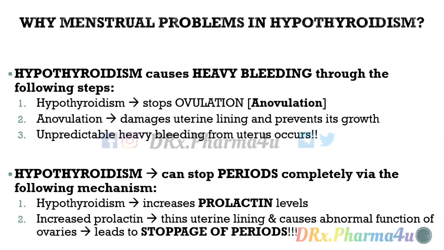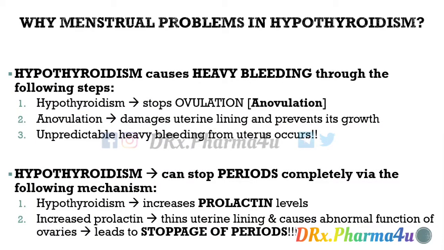Why menstrual problems in hypothyroidism? Here two things will happen. It is like two extremes, like the North Pole and the South Pole. Either you will have very severe periods or you will not have periods at all. It depends on how severe your hypothyroidism is. Now, why will heavy periods happen? That is what is explained here.